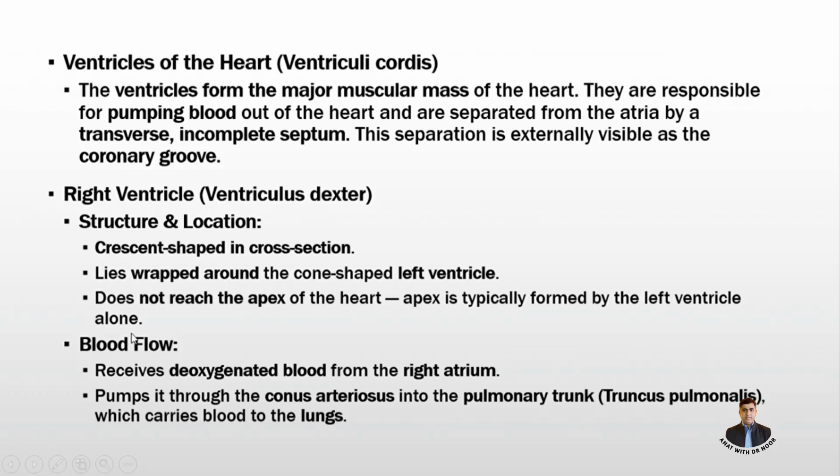So the blood flow, as we know, the right side of the heart contains deoxygenated blood. The right ventricle receives the deoxygenated blood from the right atrium and pumps it through the conus arteriosus into the pulmonary trunk, which carries blood to the lungs. So the right ventricle pumps blood to the lungs.